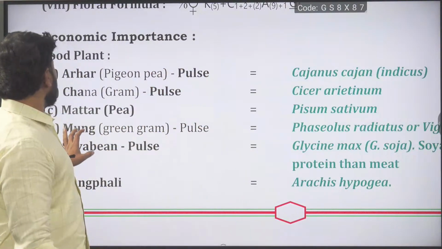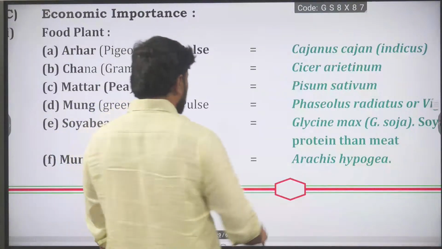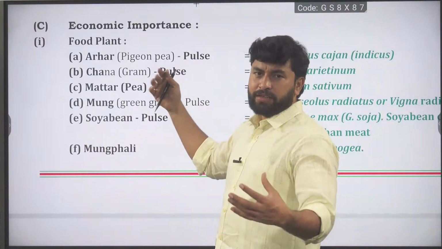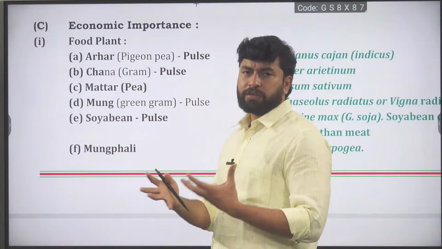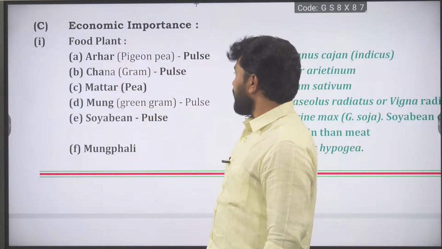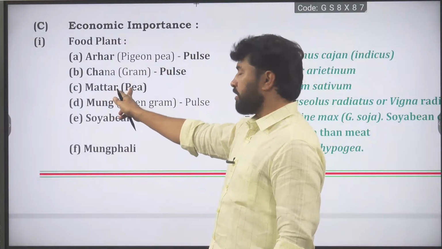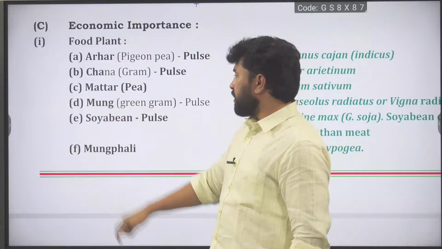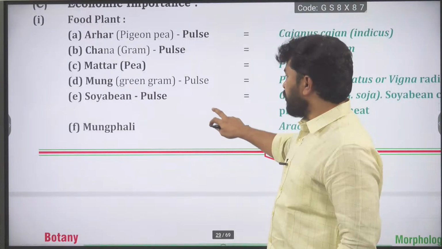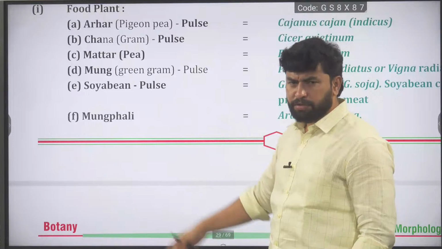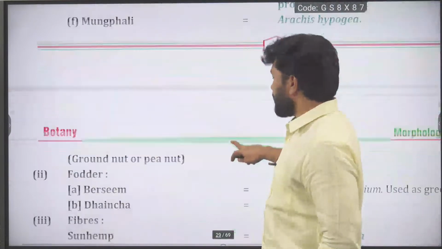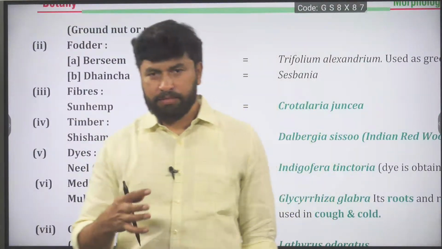Over there, food plants: arhar, Cajanus cajan, by using them we make a variety of household curries, sambar, etc. Channa, very well known. Matar, that is green pea. Matar is a Hindi name. Moong bean, that is green gram. Soya bean and moongfali, that is the Hindi name, which means groundnuts, Arachis hypogaea.